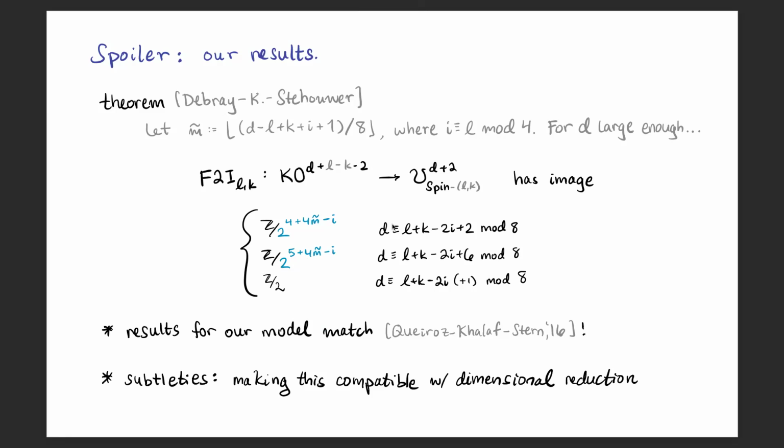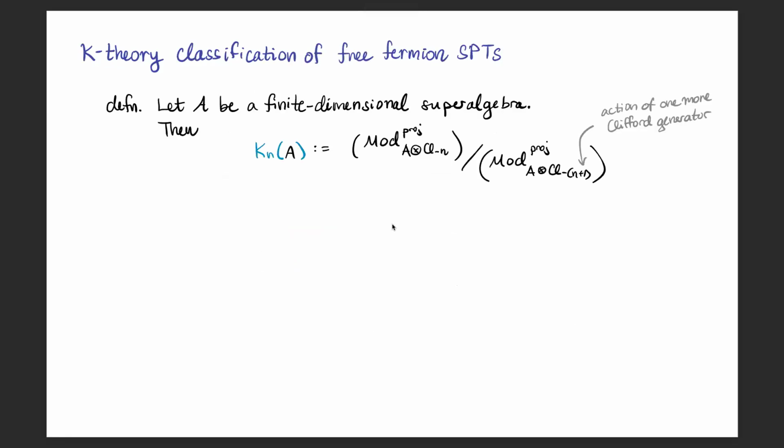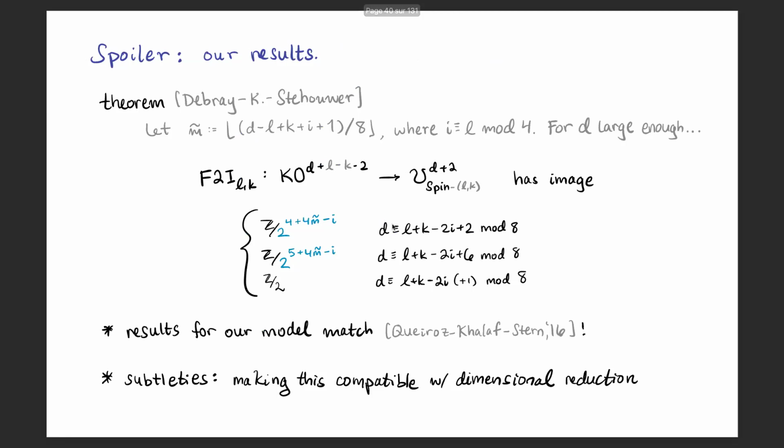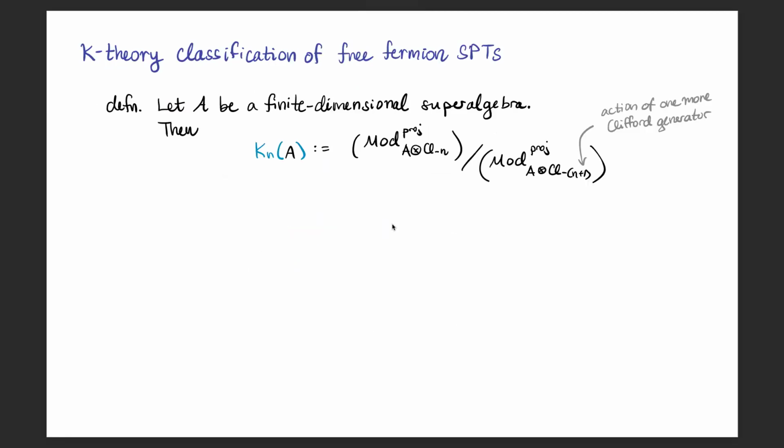However, we had to make some choices along the way in how we were modeling this, and these subtleties in making things compatible with dimensional reduction, and subtleties in our choice of how to model the symmetries, ended up being kind of interesting. And so, time permitting, I'll discuss that. But okay, so this is the result. We'll come back to this. Now let me say a little bit of background.